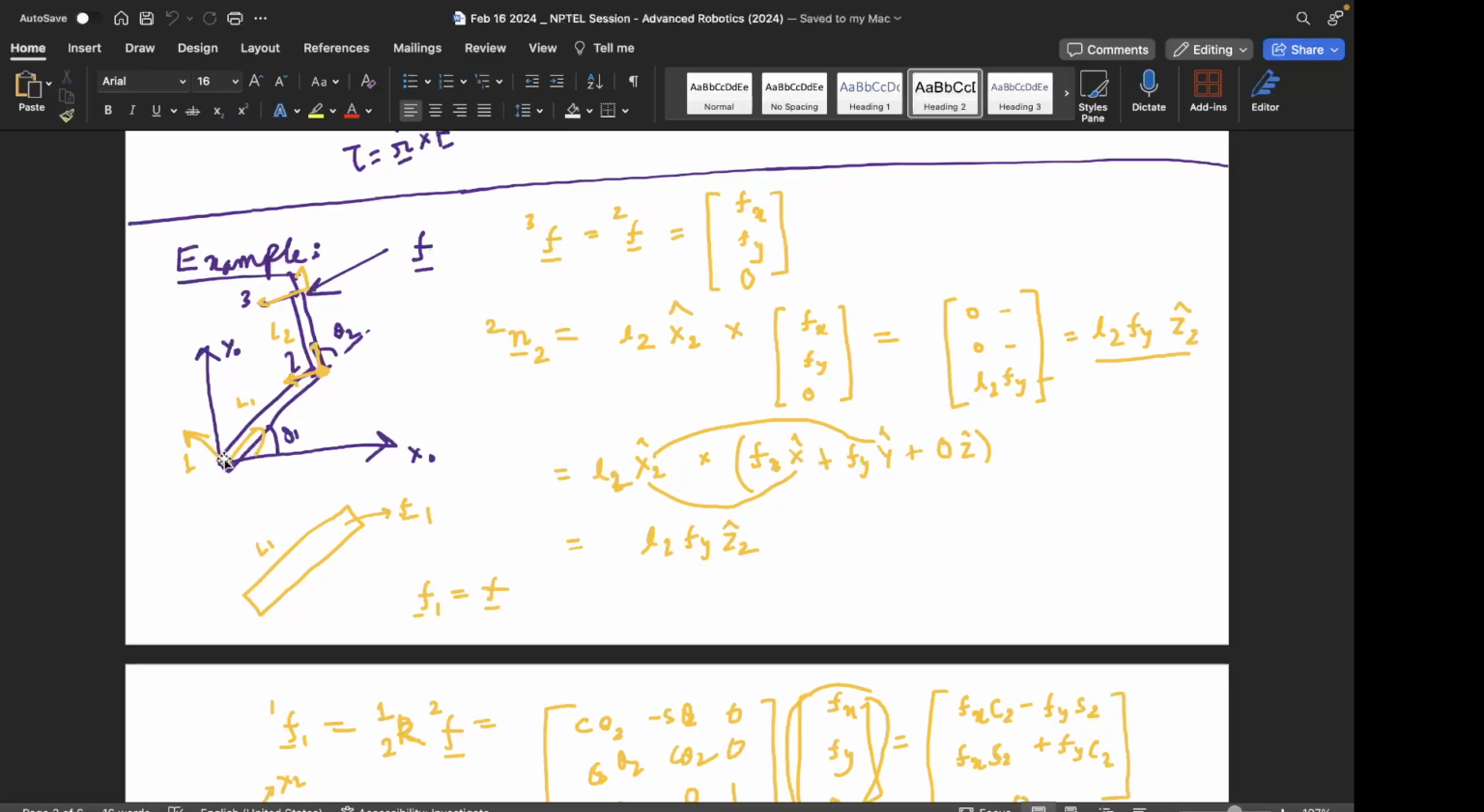So yeah, we are considering forces at each of the linkage points. All right.